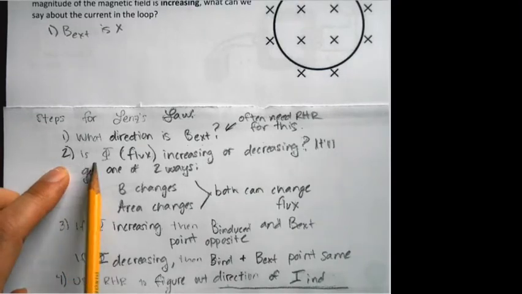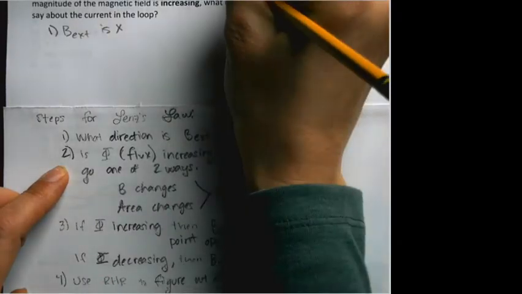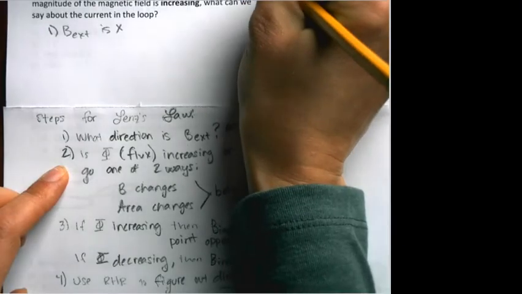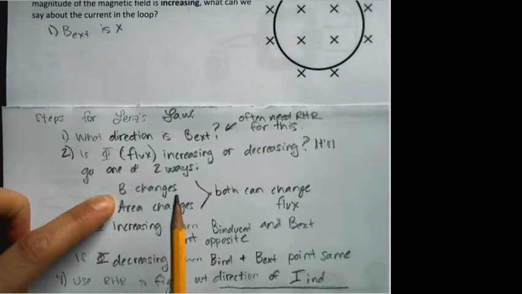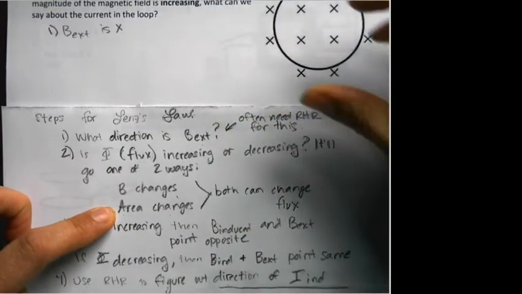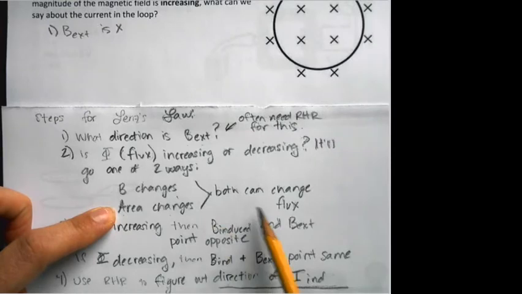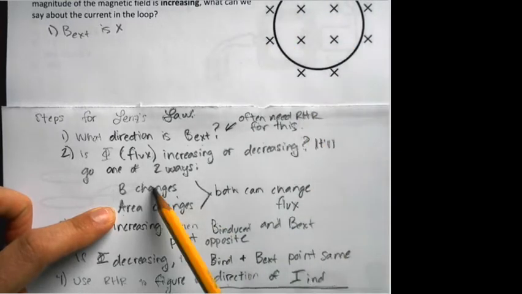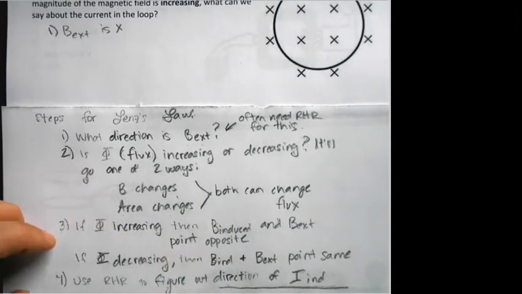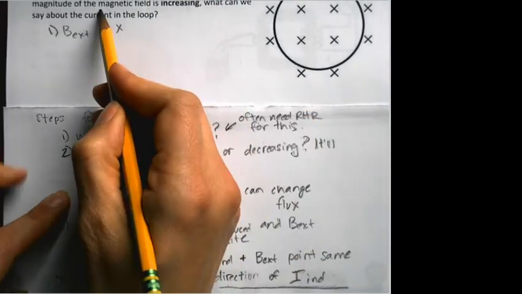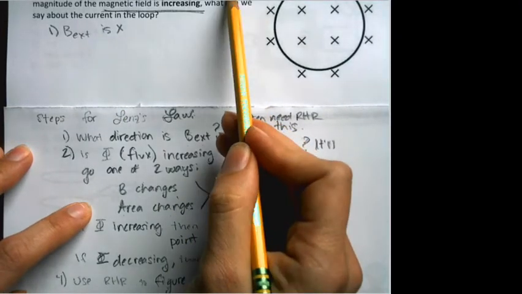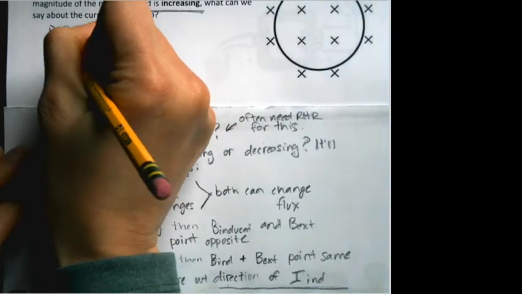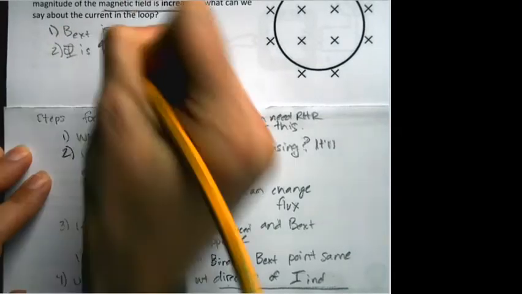And then we're going to figure out, is the flux increasing or decreasing? Okay, so flux is B A cosine theta. So flux can either change because B changes, or it can change because A changes, like if the loop gets bigger or smaller, or the flux can change if something is rotating as well. I didn't even write that down here, but that happens from time to time as well. We are told that B, the magnetic field, is getting stronger, which means if B is going up, then the flux is going up. So I will say that the flux is increasing in strength.